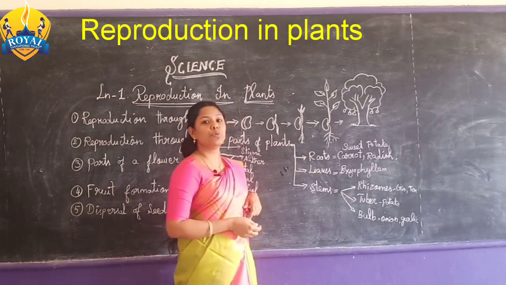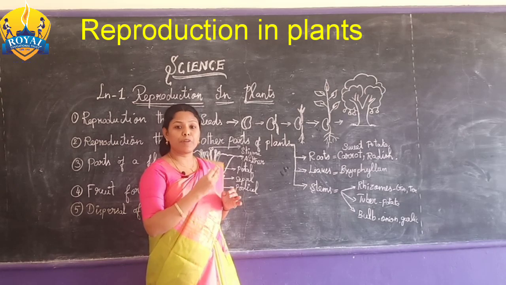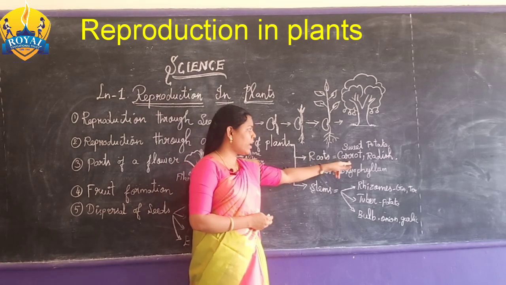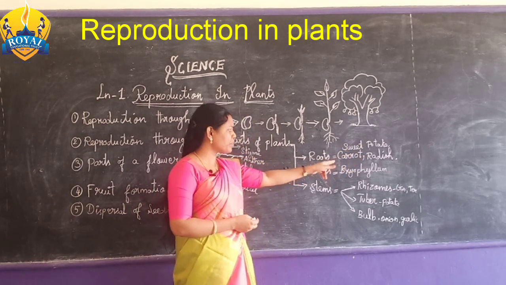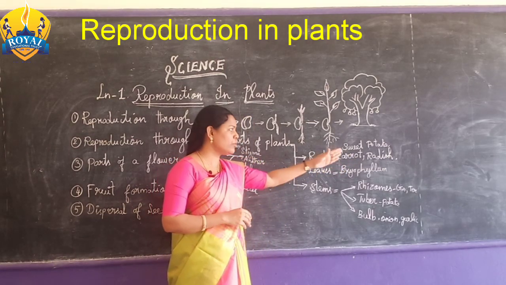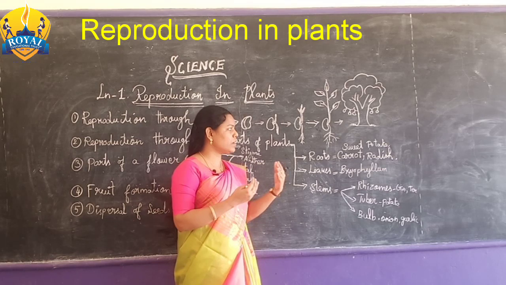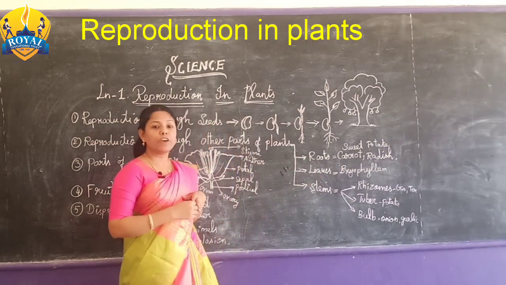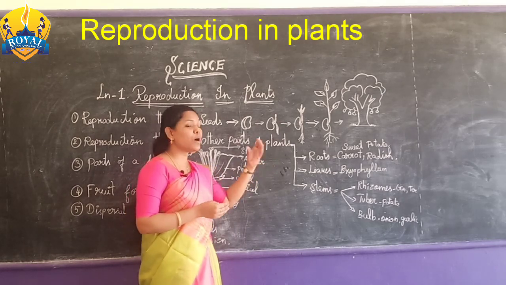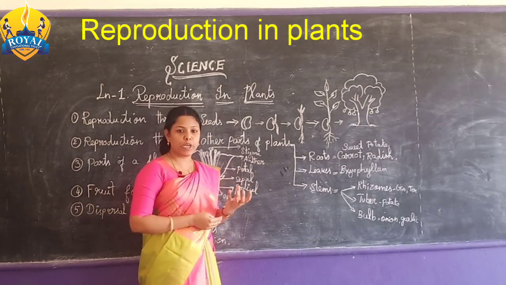The first one is the root. Some plants' roots will give rise to a new plant, and from the new plant a big plant will grow. For example, carrot, radish, beetroot and sweet potato are root-type vegetables that grow under the ground. When we take a carrot, we cut the top portion and keep it outside, and we put the bottom portion under the ground, and after some days the bottom portion will give rise to a new plant.